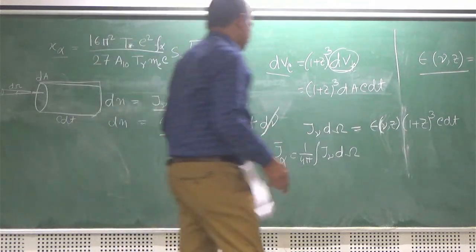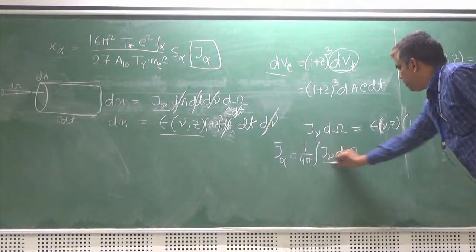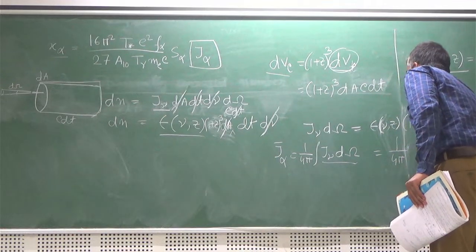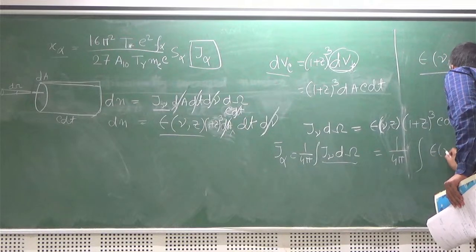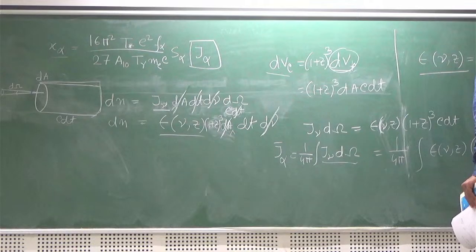Okay. So if I replace this here, you will get 1 by 4 pi, epsilon nu z, 1 plus z cube, c dt, right? So basically J alpha, the spherically averaged quantity, is this.